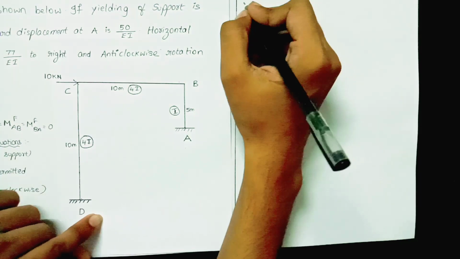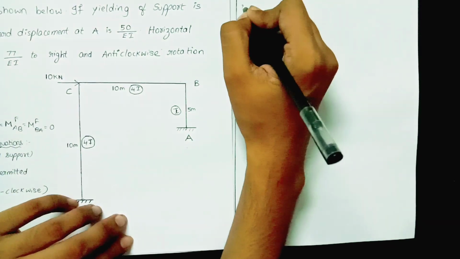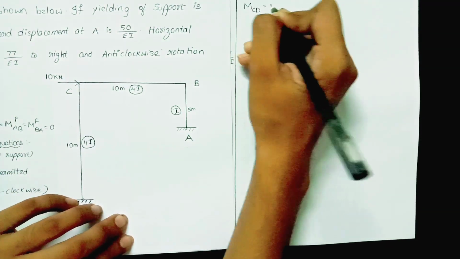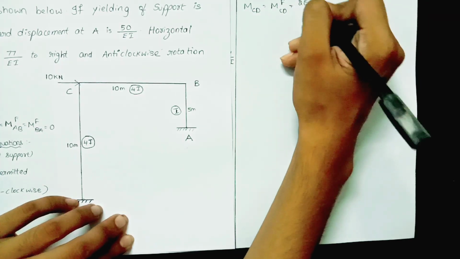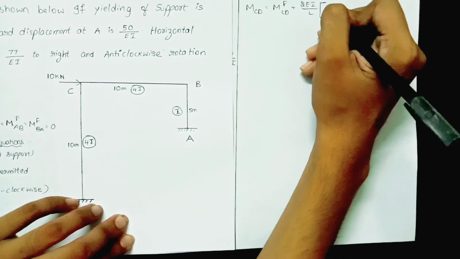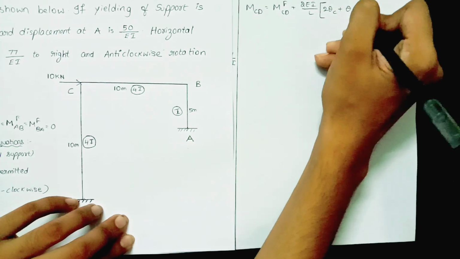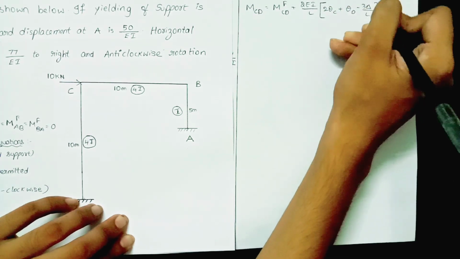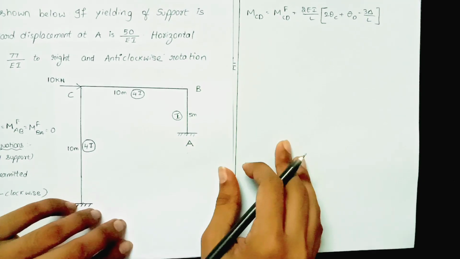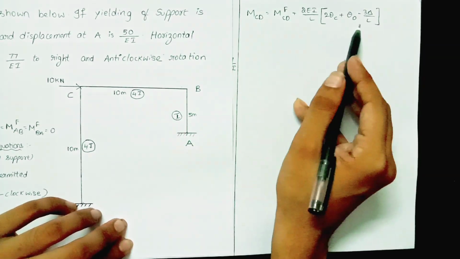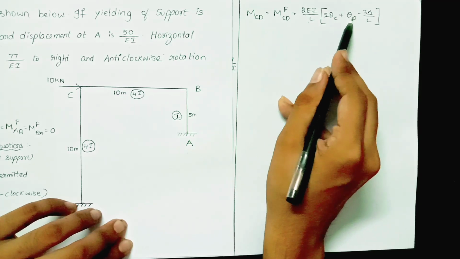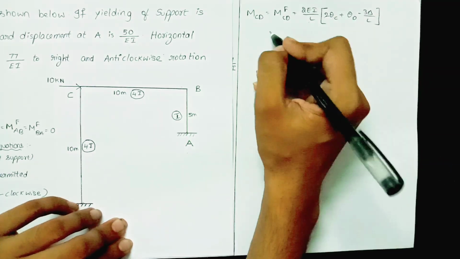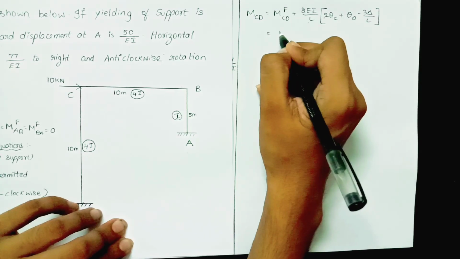Now we have completed MDC. Now I am taking MCD. I am writing the slope deflection equation again: MFCD plus 2EI by L into 2 theta C plus theta D minus 3 delta by L. This is the equation for member CD. So the fixed end moments are 0, no need to write that one.